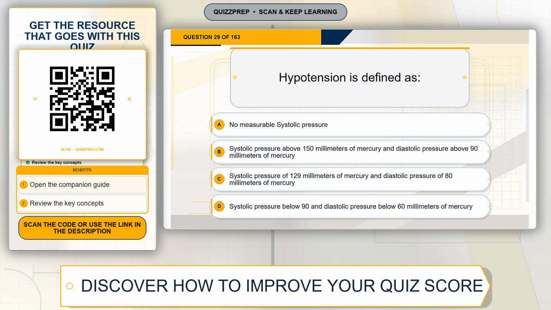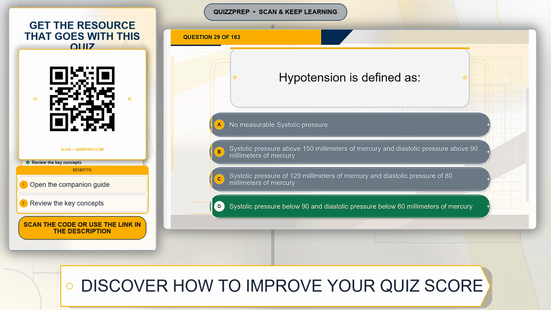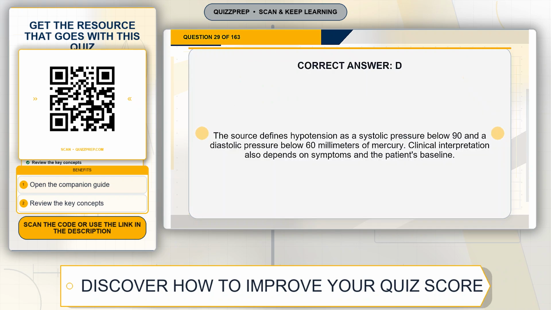Option D, systolic pressure below 90 and diastolic pressure below 60 mm of mercury. The correct answer is option D, systolic pressure below 90 and diastolic pressure below 60 mm of mercury. Explanation. The source defines hypotension as a systolic pressure below 90 and a diastolic pressure below 60 mm of mercury. Clinical interpretation also depends on symptoms and the patient's baseline.